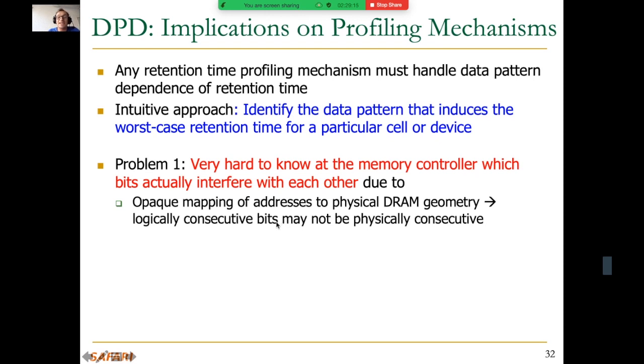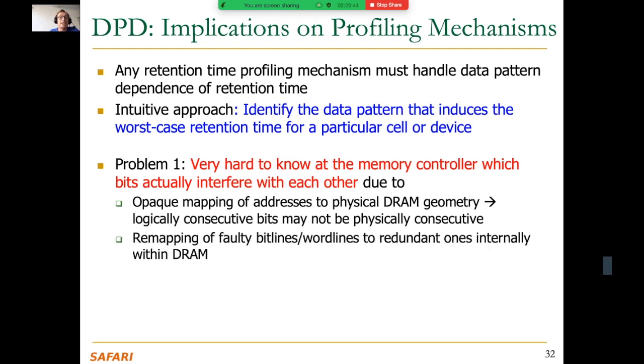Logically consecutive bits from the memory controller's perspective. So a memory controller has, for example, row 0, row 1, row 2, row 3, row 4, row 5, row 6, row 7, right? These are logical addresses from the memory controller perspective. Those logically consecutive rows may not be physically consecutive. Similarly, logically consecutive columns may not be physically consecutive either. And this is because internally, DRAM manufacturers do remapping of rows and remapping of columns. And this is because they need to handle reliability.